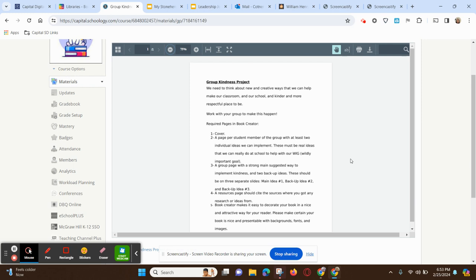The first group page will be their main idea. This is the one they are presenting. If they had the opportunity, we are presenting this to the principal, to the administration. This is what we really want to implement for the school and for our classroom. But then they will have 2 backup ideas, and each backup idea will be their own slide. And then, of course, a resources slide where they got any research or resources or information.